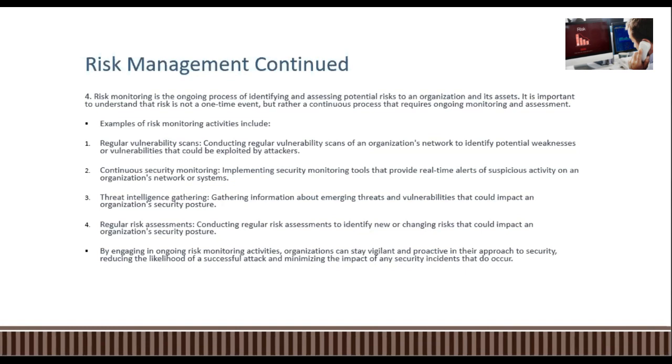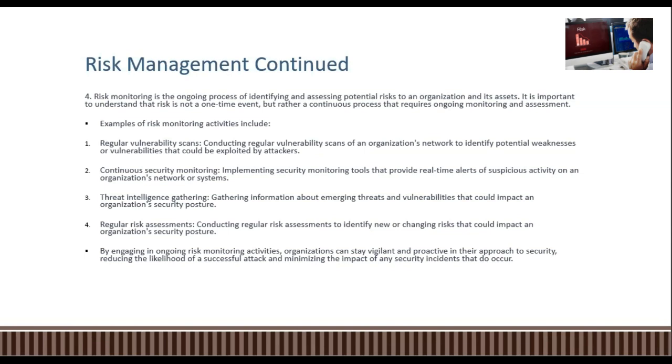Continuous security monitoring, implementing security monitoring tools that provide real-time alerts of suspicious activities on an organization's network or systems. Threat intelligence gathering, gathering information about emerging threats and vulnerabilities that could impact an organization's security posture. Regular risk assessments, conducting regular risk assessments to identify new or changing risks that could impact an organization's security posture.